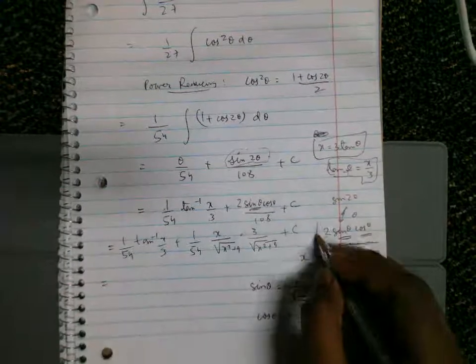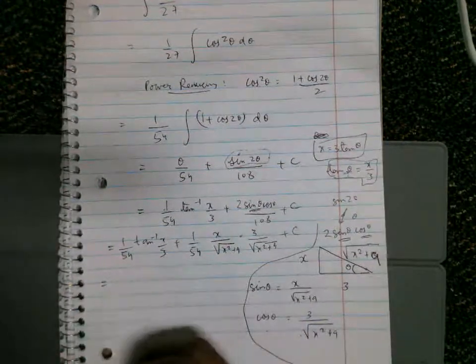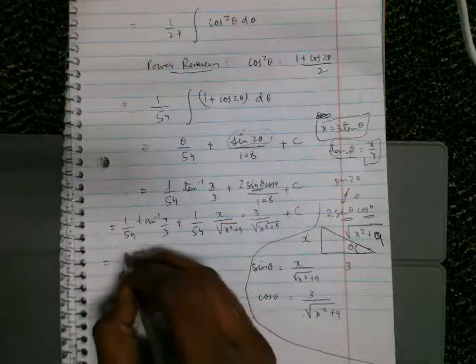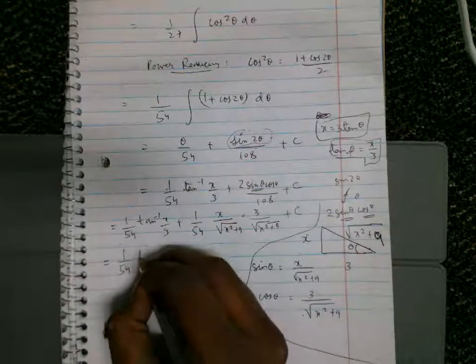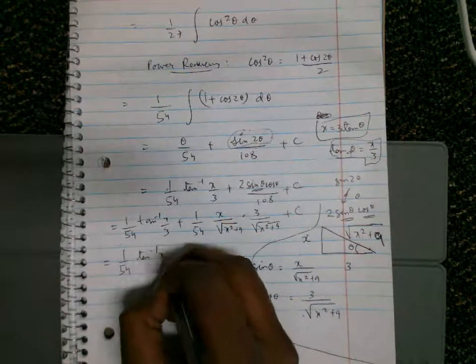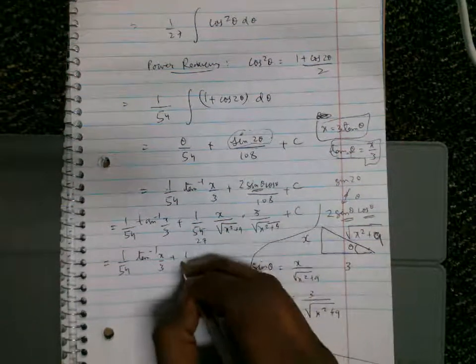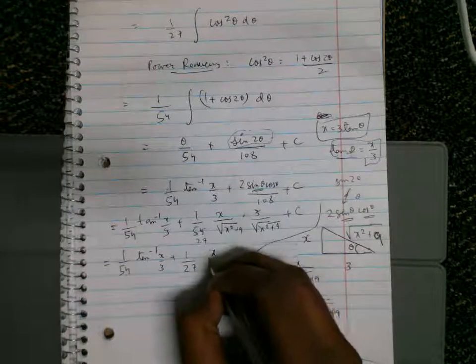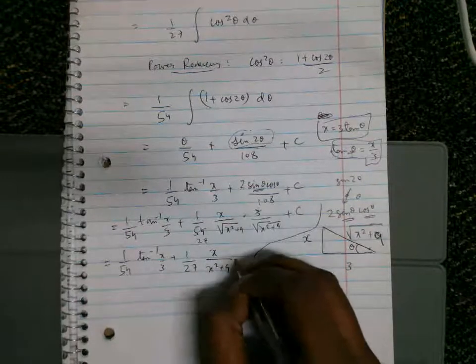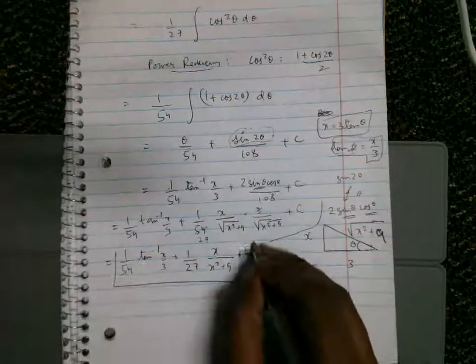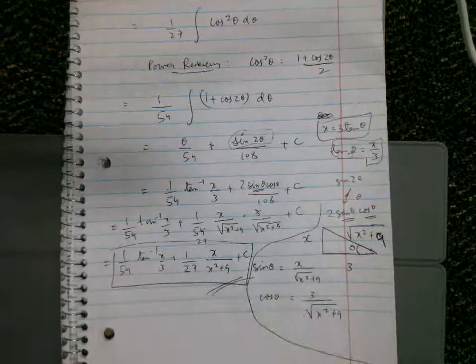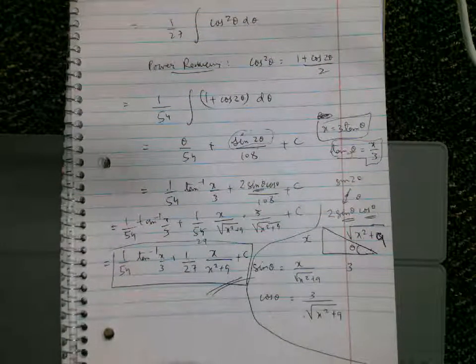So the final answer that we'll get is 1 by 54 tan inverse x by 3 plus 1 by 27 times x by x square plus 9, plus c. So this is our final answer. So that is how you need to solve this problem.